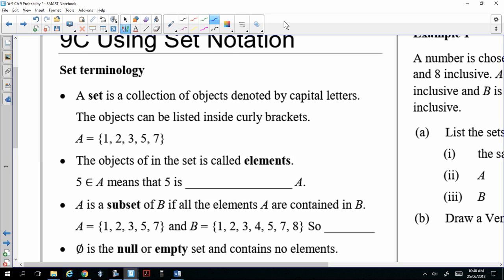So what is a set? A set is a collection of objects denoted by capital letters. The objects can be listed inside curly brackets. So these are a set of 5 numbers here, and we use curly brackets to embrace what's inside this set. So the set A has the objects 1, 2, 3, 5, 7. So that's a set of numbers. We use capital letters to denote this set.